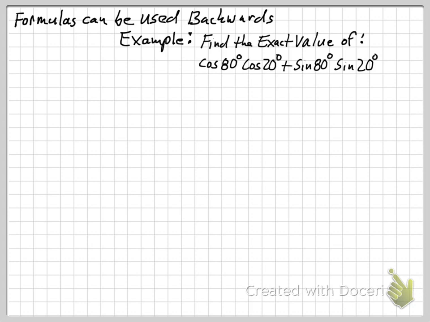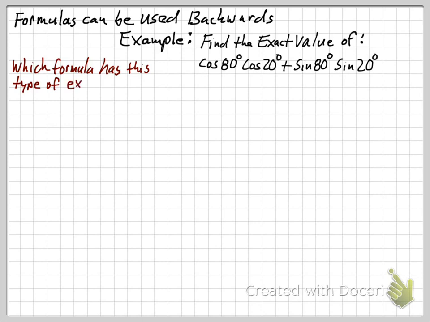The key here is to let 80 degrees be your angle A, and let 20 degrees be your angle B. If I look at that and at our sum and difference formulas, I see a cosine times a cosine, a sine times a sine, and a plus sign between them. That looks a lot like one of my difference formulas. It looks like the icky side of the cosine difference formula.